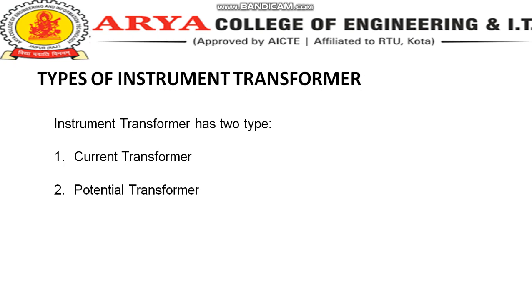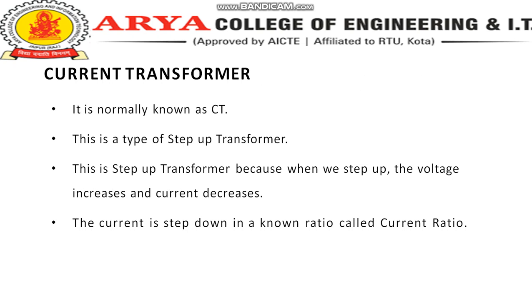Now we discuss the types of instrument transformer. Here, instrument transformers can be classified into two types. The first one is the current transformer and the second one is the potential transformer. Now in this slide we discuss the current transformer. The current transformer is normally known as CT, and it is a type of step-up transformer, where the step-up transformer steps up the voltage and steps down the value of current. The current is stepped in a known ratio that is called the current ratio.